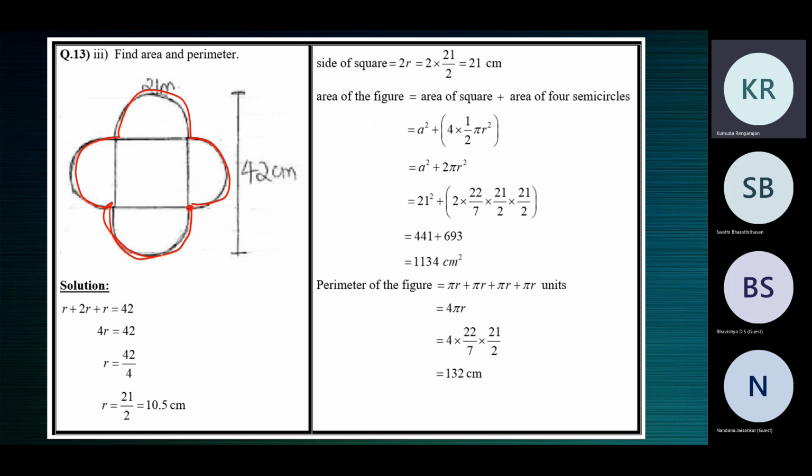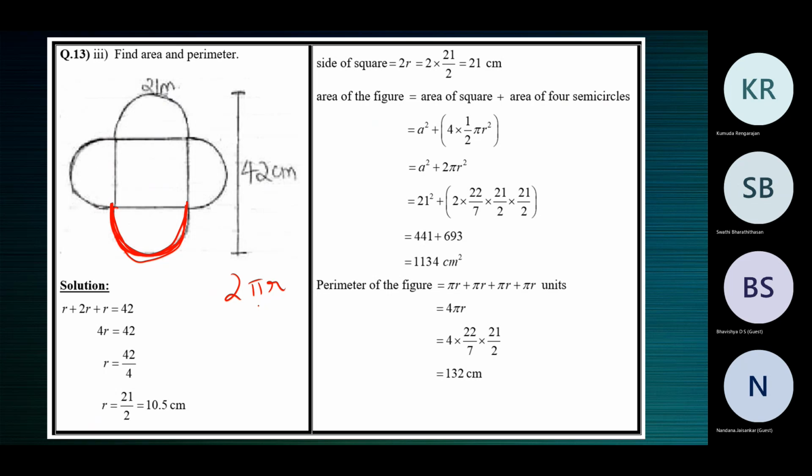And this length is half of a circle, a semicircle. The length of the semicircle is pi r. 2 pi r is the length of a circle, or the circumference of a circle. The length of a semicircle is 2 pi r by 2, pi r.